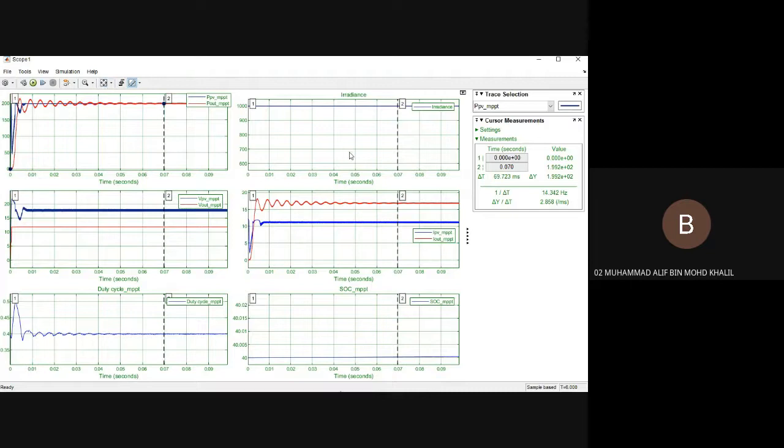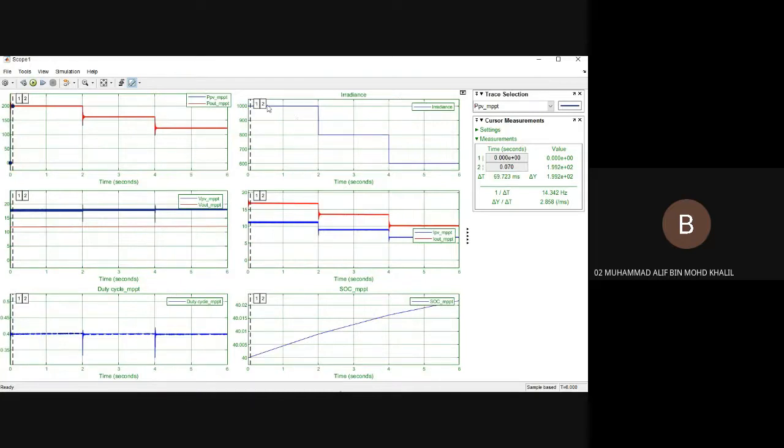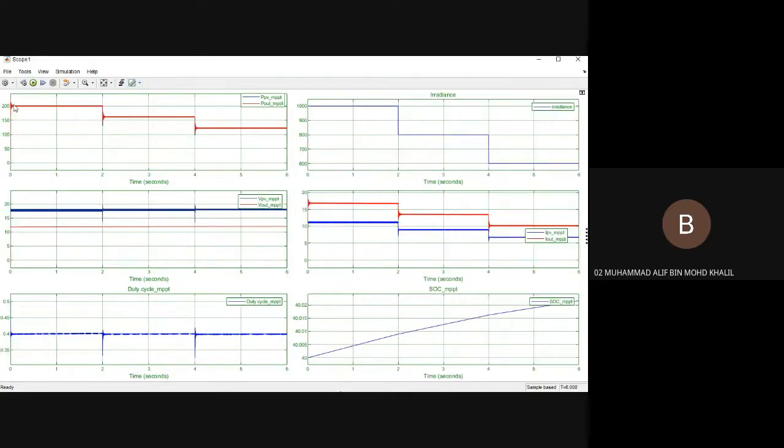Next, we're gonna see the, okay. This is the irradiance, meaning the step signal input into the PV module, from 1000, 800 and 600 of the irradiance, at the step time of 2 seconds. And this is, as you can see here, the SOC of the battery. So it is increasing, means that it is charging. So the battery is charging, and this is the duty cycle for the switching frequency.